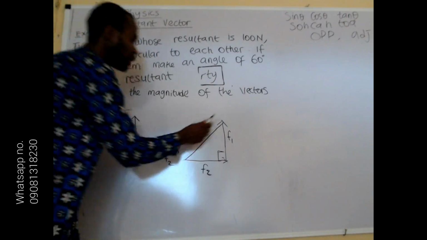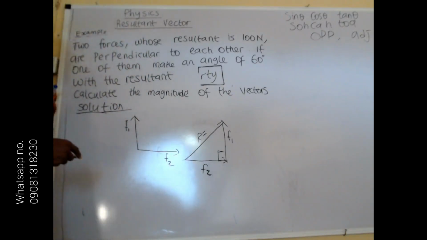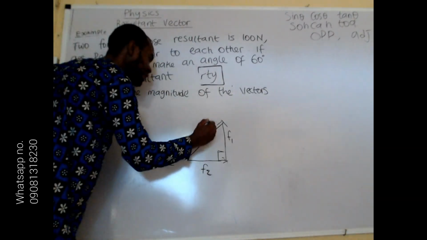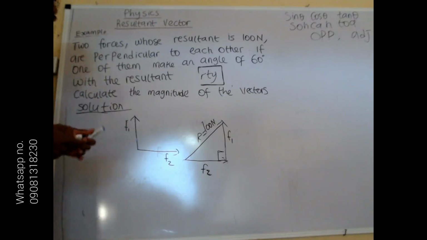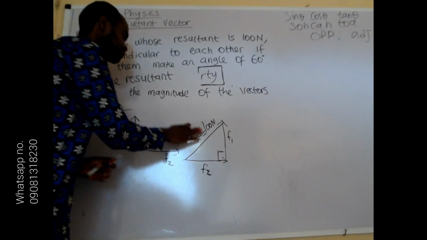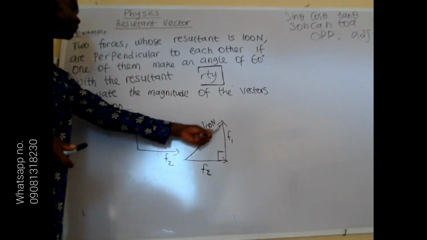Now where you join it together is the resultant vector. In the question, it is given to be 100 Newton. The resultant is equal to 100 Newton. Now, you can clear the arrow off. The resultant is 100 Newton, which is this.